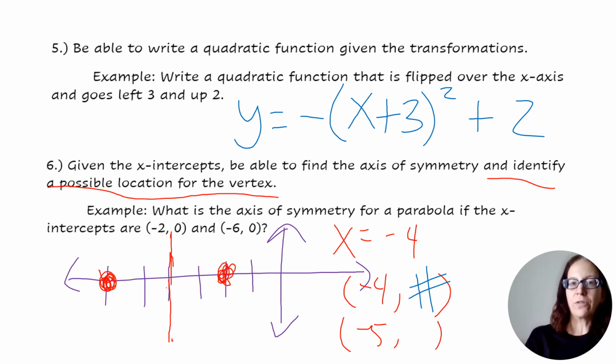On your test, there will only be one answer choice that is a possible vertex for you. So you don't have to worry about what to do if there's more than one point that has a -4 for the x-coordinate. Won't happen. They're all going to have different x-coordinates. You just have to pick the one that goes with your axis of symmetry. And again, there are different versions of the test. Your neighbor has a different axis of symmetry. Don't copy.